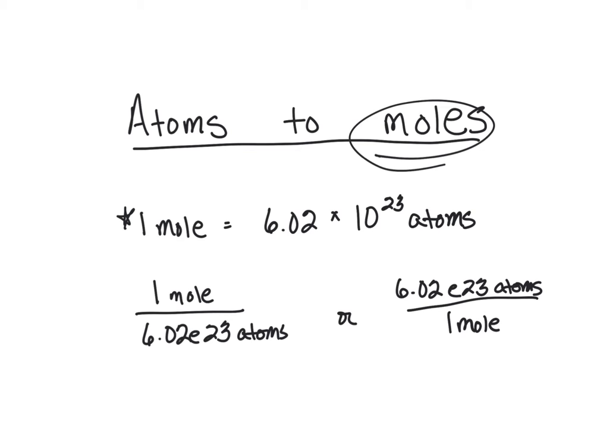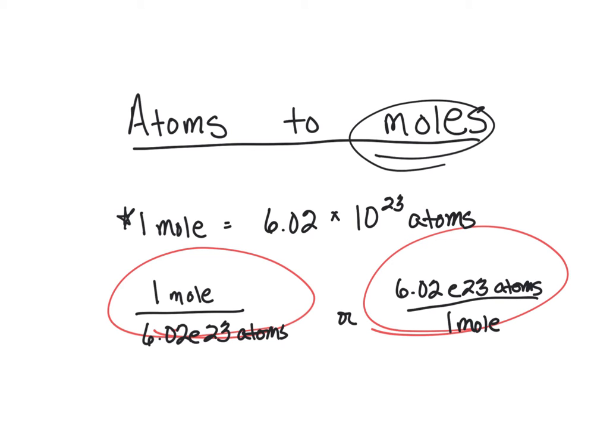So two different conversions that I can use are: in 1 mole, we have 6.02 times 10 to the 23rd atoms, or 6.02 times 10 to the 23rd atoms equal 1 mole.